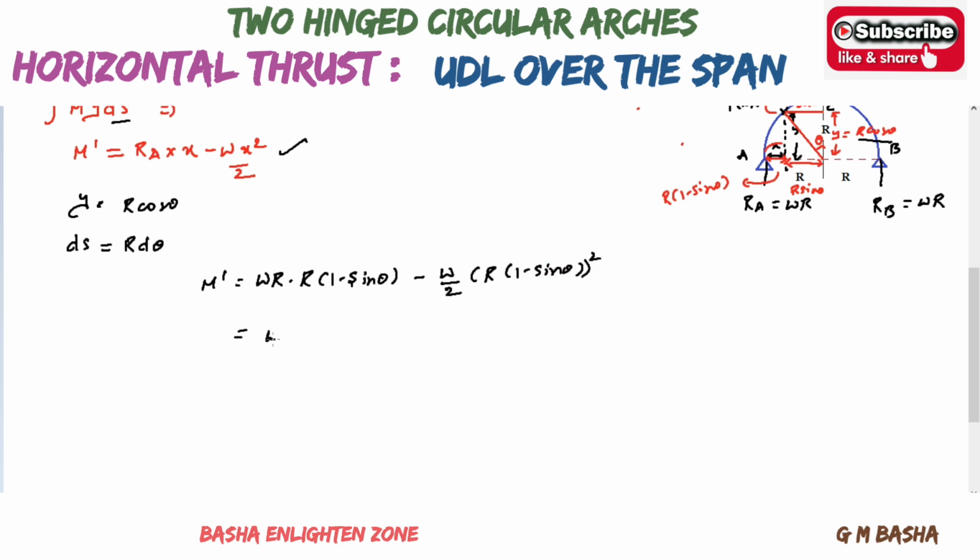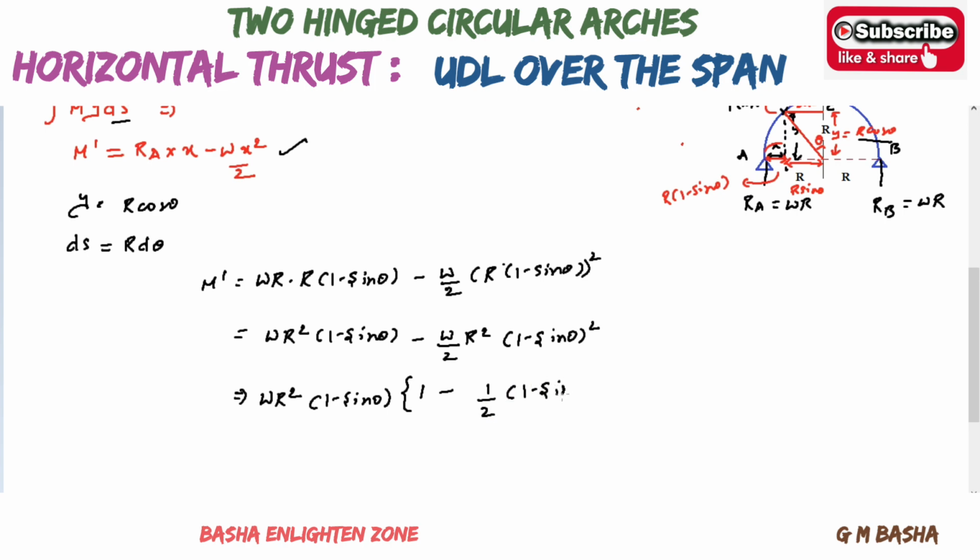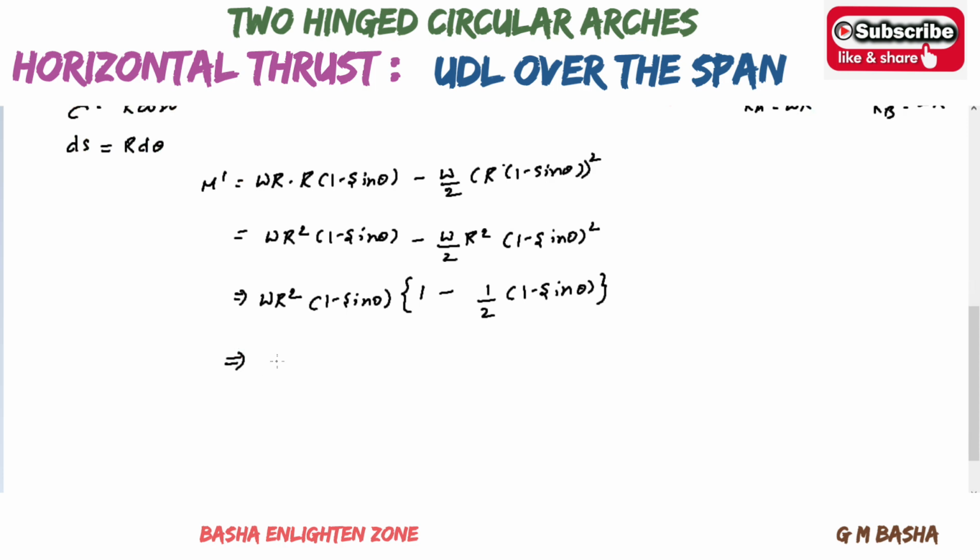Then W r square (1 minus sin theta) minus W by 2, so this one is squared, again (1 minus sin theta) whole square. Here take the possible terms common: W r square, and again (1 minus sin theta) is possible to take common. So if I take this common term outside, here this is 1 minus 1 by 2 times (1 minus sin theta). And again simplify this term, that is W r square (1 minus sin theta).